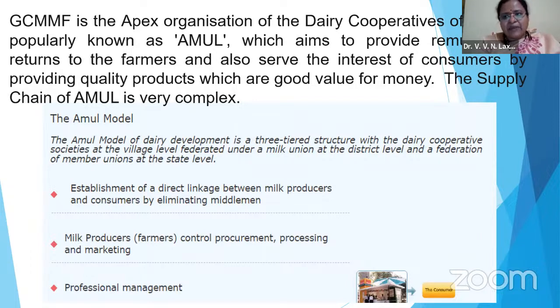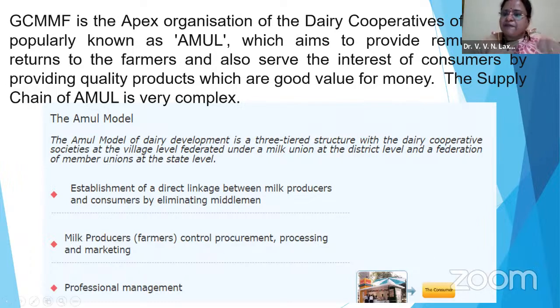So GCMMF, whose flagship brand is Amul, the supply chain of this particular FMCG product, we call these fast moving consumer goods because we buy them every month regularly, is very, very complex. And there are 3 steps for this Amul model. And this Amul model is replicated across the country as district cooperatives. You have Delhi Mother Dairy, you have Hyderabad Mother Dairy under Vijaya brand, all of them doing very, very good.